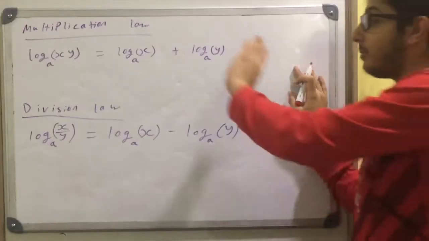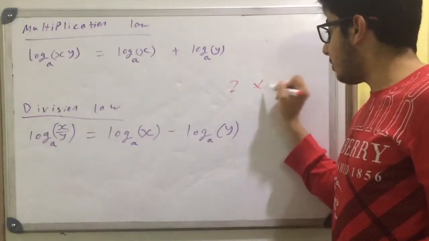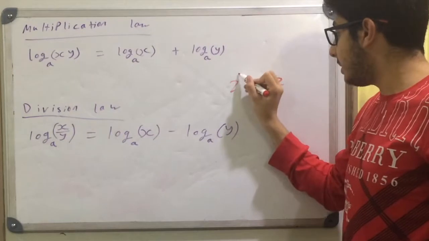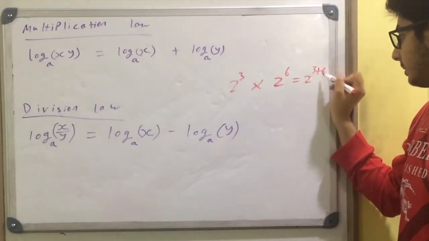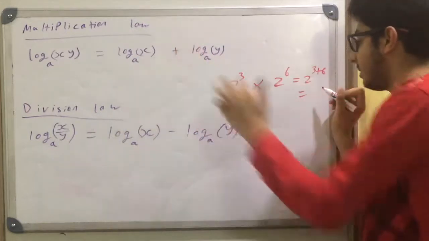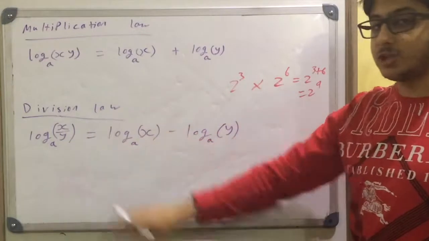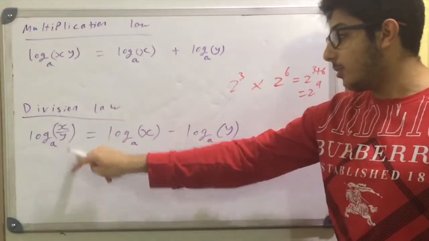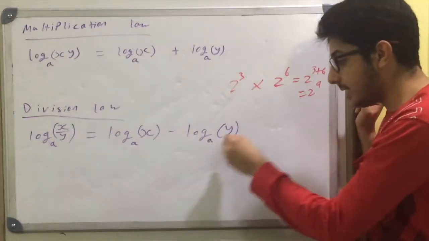Basically, where this comes from is the rules of indices: powers with the same base multiplied together, you just add the powers, similar to how you're adding the logarithms. And the same applies for the division law. Logarithm base a of x over y is equal to logarithm base a of x minus logarithm base a of y.